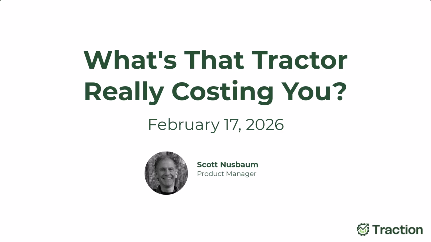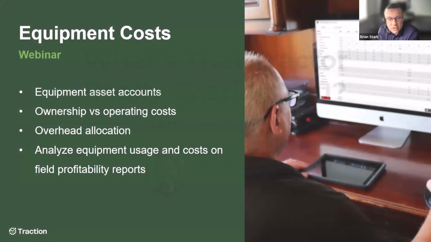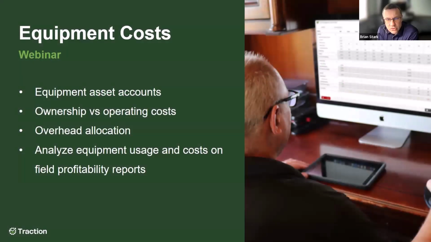Today's webinar, we're going to be covering equipment costs, and there tends to be a lot of questions for this topic. Scott's going to review the equipment asset accounts, go over the difference between ownership and operating costs. Hope there's time to cover overhead allocation, how you do that, and why you would do overhead in Traction. And when we start doing the allocations of cost repairs to equipment, really understanding a deep dive in how that impacts the field profitability reports.